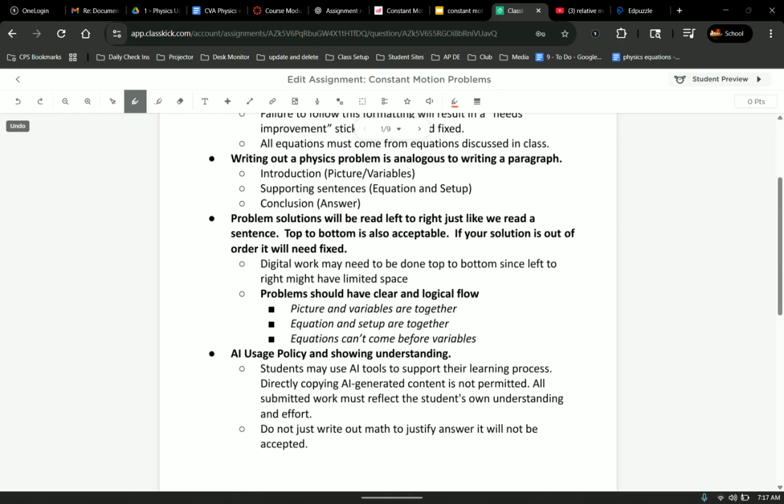Equations can't come before variables. I understand sometimes we will know the equation before the variables, but that's not going to be true always, right? Eventually you're going to learn more physics and there's going to be more options. So you need to make a habit of writing out those variables.